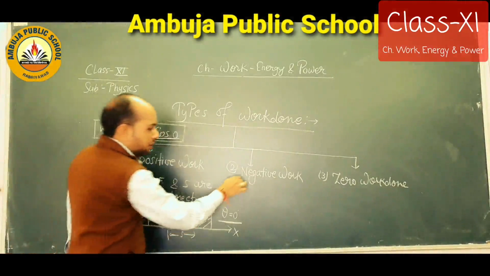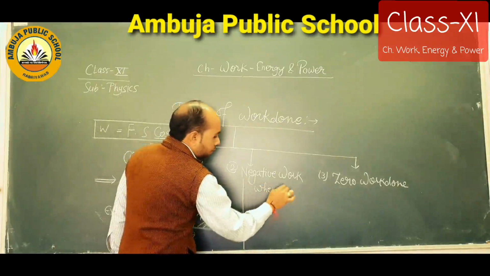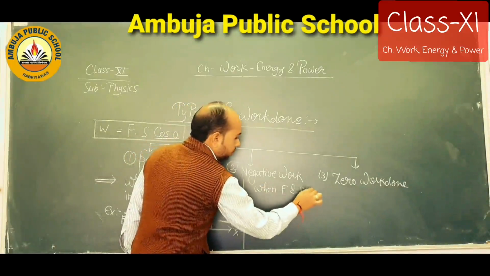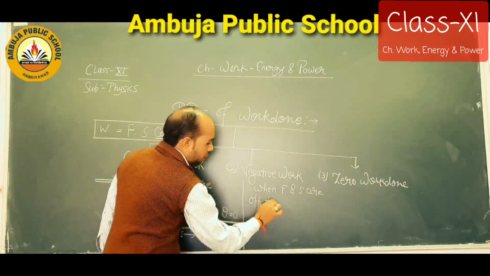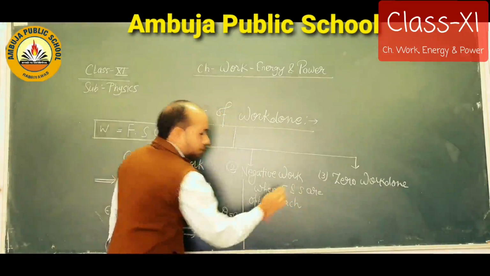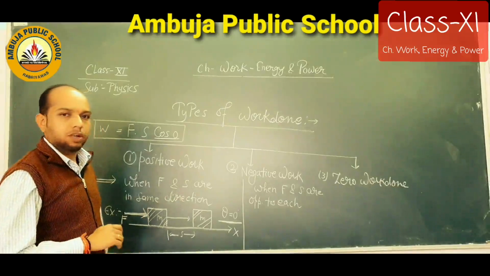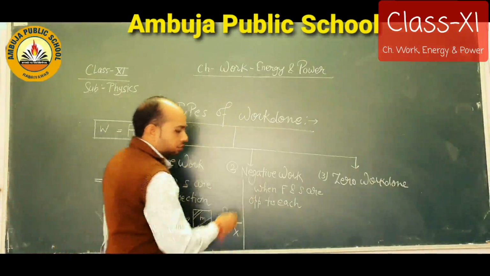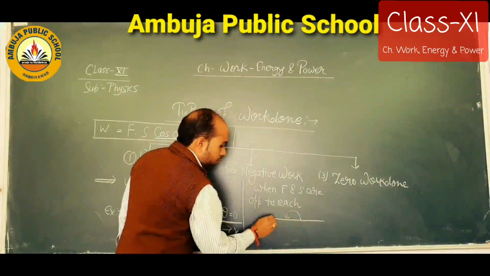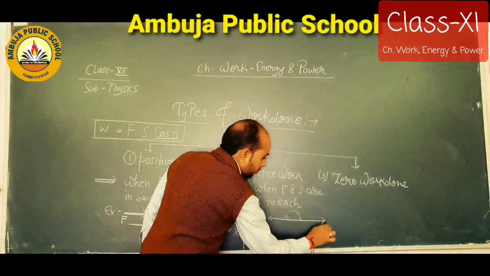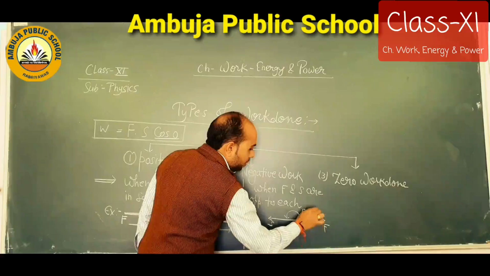If we go to negative work done, so when force and displacement are opposite to each other, that means the direction of force and displacement is just opposite. So in this situation, when force and displacement are opposite, obviously the angle must be 180 degree.